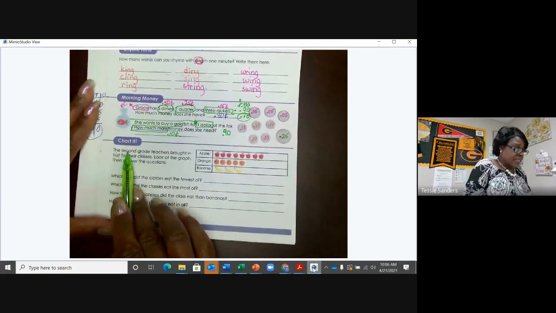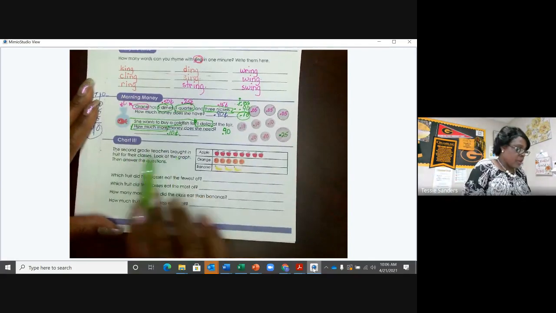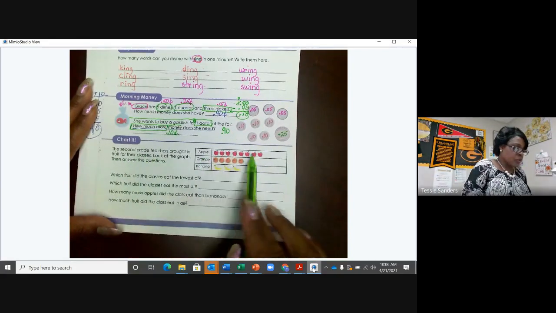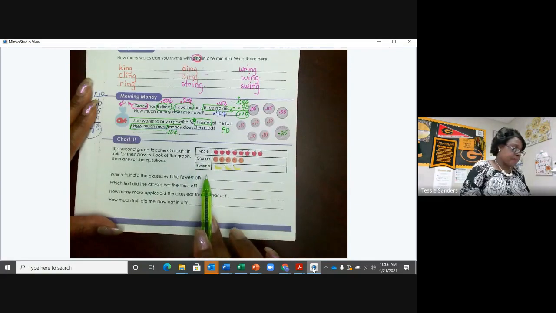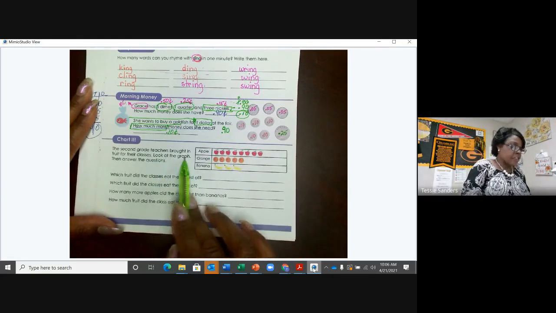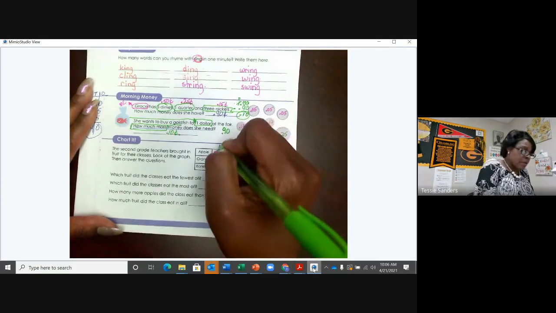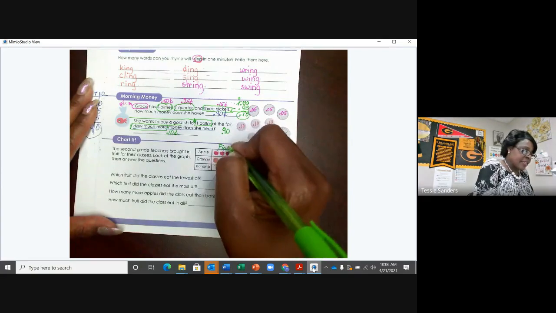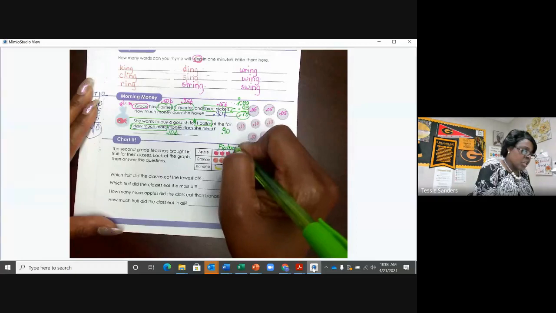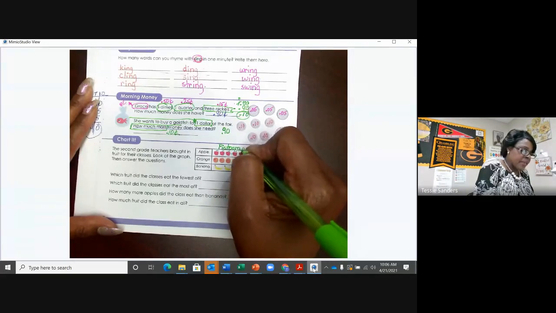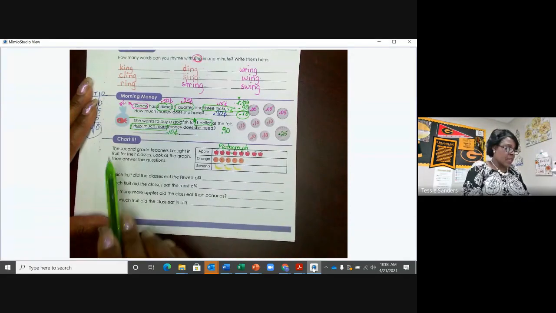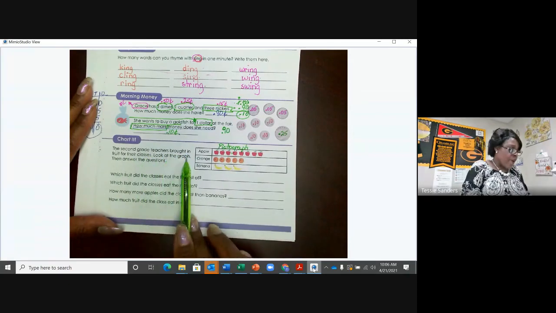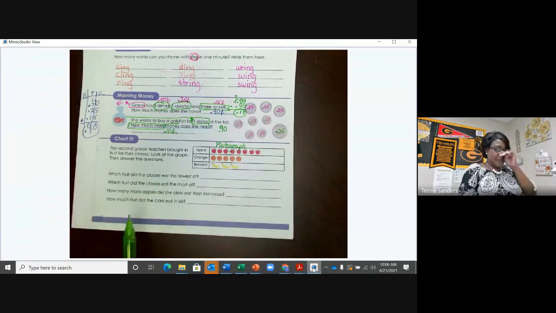Read. The second grade teachers brought in fruit for their classes. Here's the fruit: apple, orange, banana. Here's the chart. Look at the graph. This is called a pictograph. Pictograph. That's what this is called. Again, the second grade teachers brought in fruit for their classes. Look at the graph, then answer the question. So we're looking at the graph.